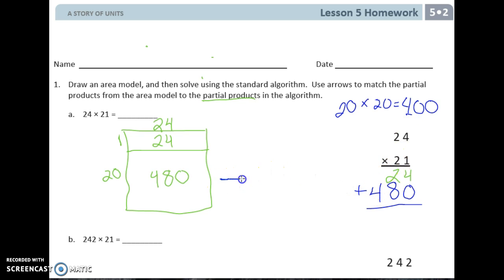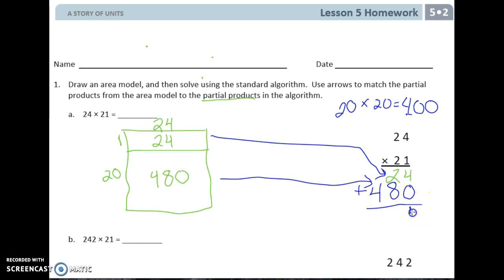So here's what's happening with this. This is your partial product. Because this is the product, the result when you multiply 20 times 24. And that's what we got here. And then this one right here, that's the partial product of those two.